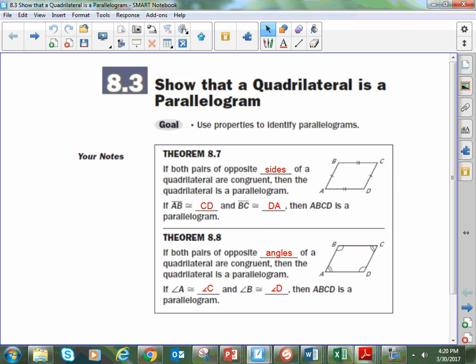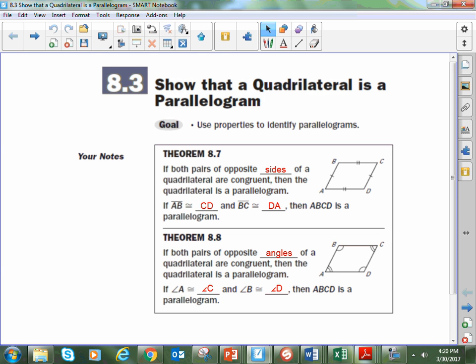Now what we're going to be looking at is we're going to turn it around. We're going to just say I have a quadrilateral, and we're going to be looking to see does it have the characteristics of a parallelogram. So we can say, well, yes, this particular quadrilateral is a parallelogram, or no, it is not. And that's what we're looking at here.